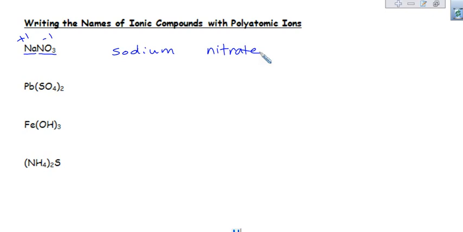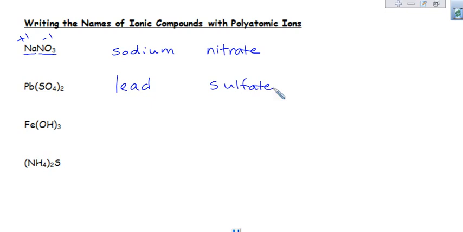Oh yeah, that's nitrate, NO3. There, that's it, sodium nitrate. You do not need a Roman numeral because sodium is only +1. So now let's look at this little guy, lead. And again, if I see the parentheses, I know it's a group. So you look it up on your chart. Sulfate.